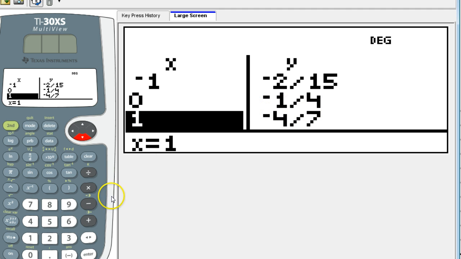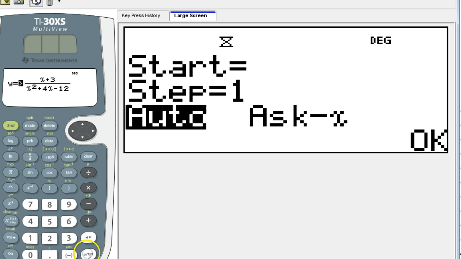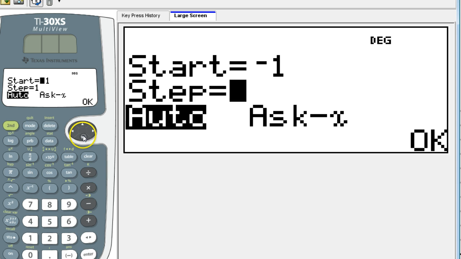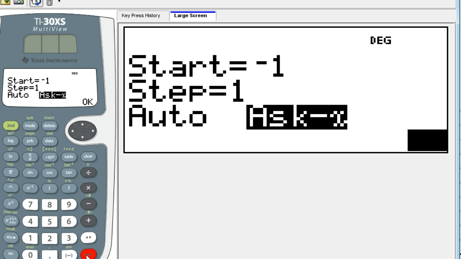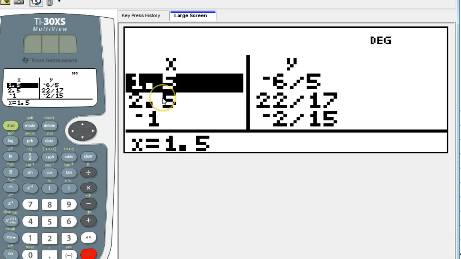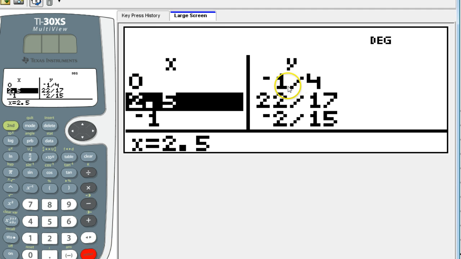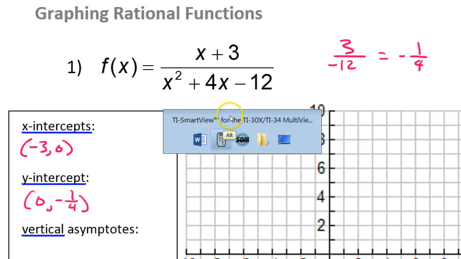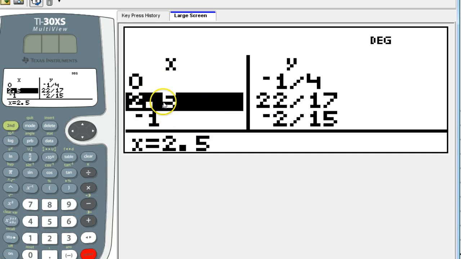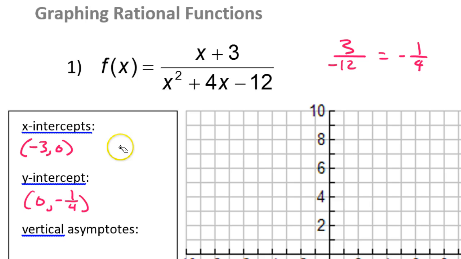There you go. However, I spend most of my time in ask mode. So instead of auto, I switch it over to ask. And in that case, I can type in whatever values I want. So if I wanted to know the y-intercept, I would just type in 0 and it gives it to me. Alright, that just gives me more control so I can do decimals. Okay, anyway, let's go ahead and graph these points so far.